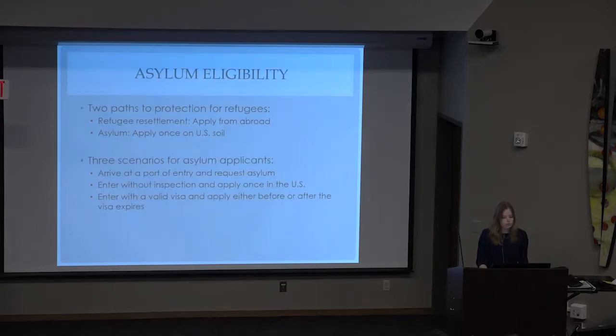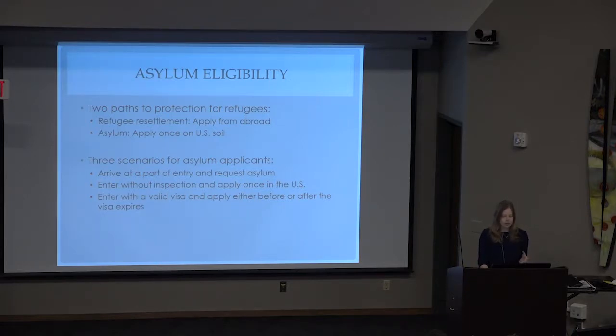So as mentioned earlier, U.S. law establishes two paths for refugee protection. With resettlement, a person typically flees to a neighboring country and then applies for refugee status from abroad. So refugees are granted permission to stay in the U.S. before they arrive, and then they're given some sort of support when they get here. This is a process that's run by the UN High Commissioner for Refugees and the U.S. State Department. Asylum is the second path.